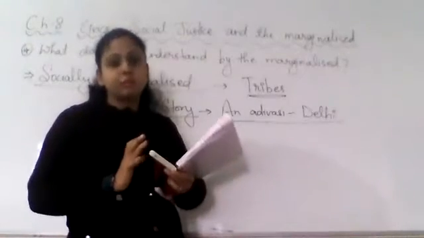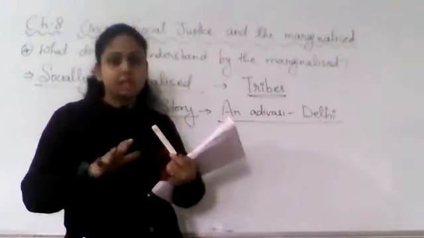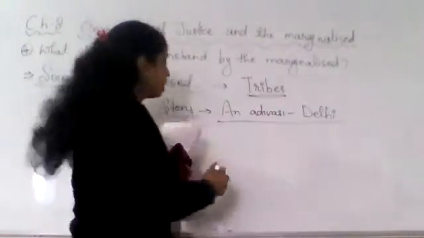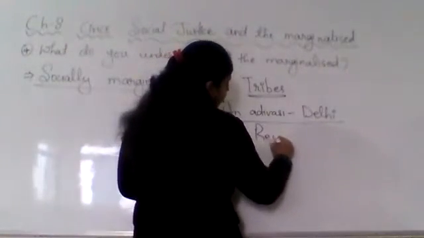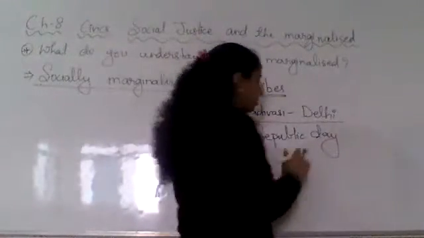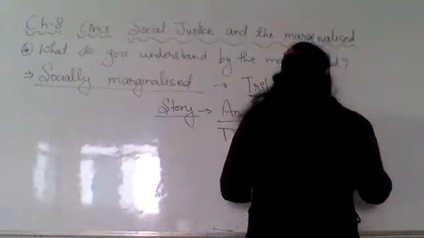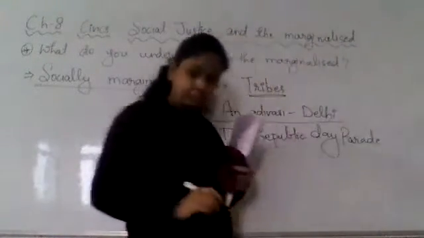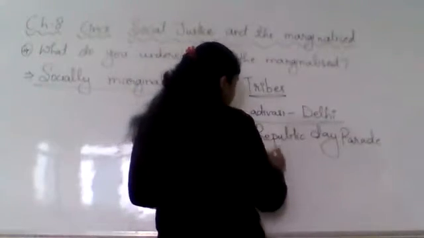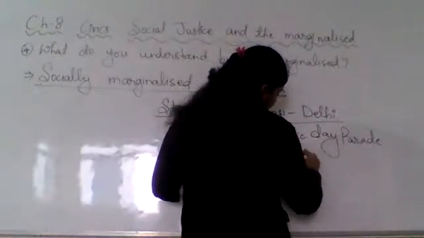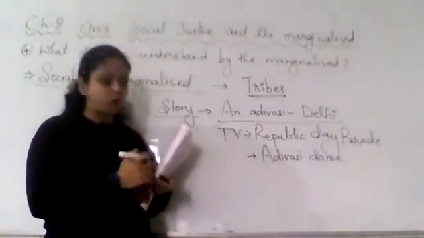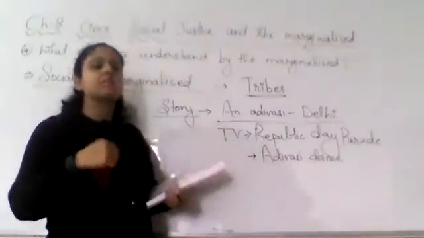There was an Adivasi family in Delhi. In that there was a child, a girl child. She was watching television. On television, the Republic Day parade was going on. See, tomorrow is Republic Day and we are just discussing it. Now there was one cultural activity that was of Adivasis, so Adivasi dance was going on. There are some cultural programs after the parade, so in that there was an Adivasi dance.